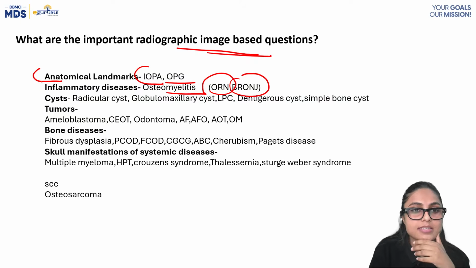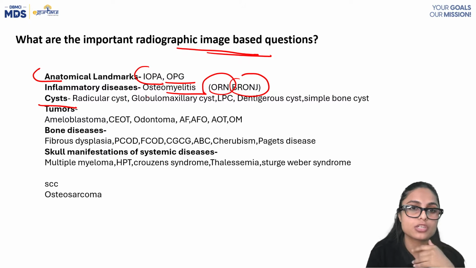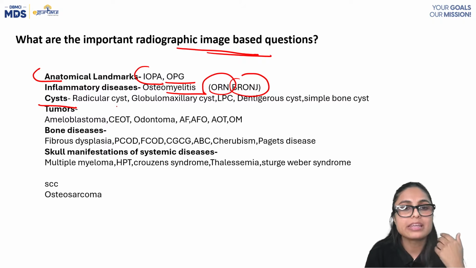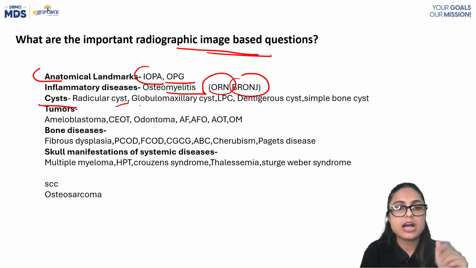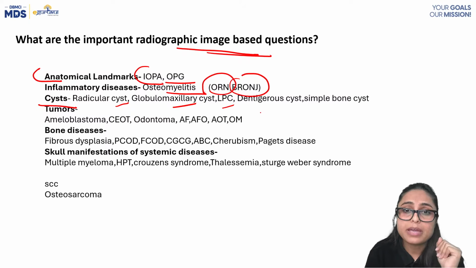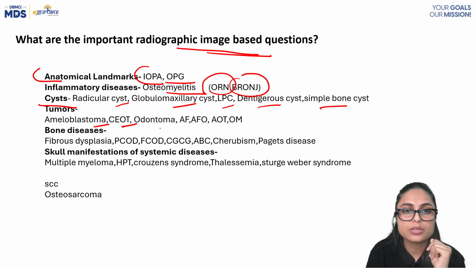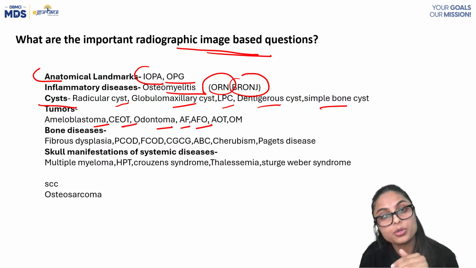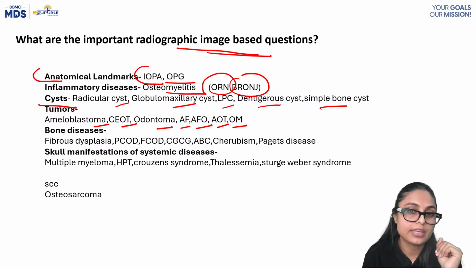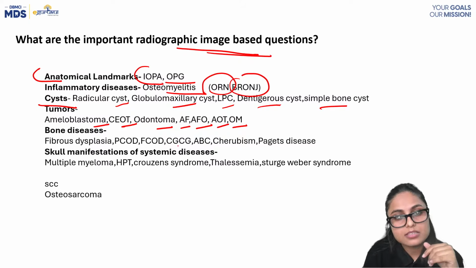All right. Next, cyst. So cyst, the radiographic feature or the interpretation of cyst, including radicular cyst. These are commonly asked cysts: radicular cyst, globulomaxillary cyst, lateral periodontal, dentigerous, simple bone cyst, or traumatic bone cyst. Tumors: ameloblastoma, COT, odontoma, ameloblastic fibroma, ameloblastic fibro-odontoma, AOT, odontogenic myxoma. Okay, coming on to bone diseases.